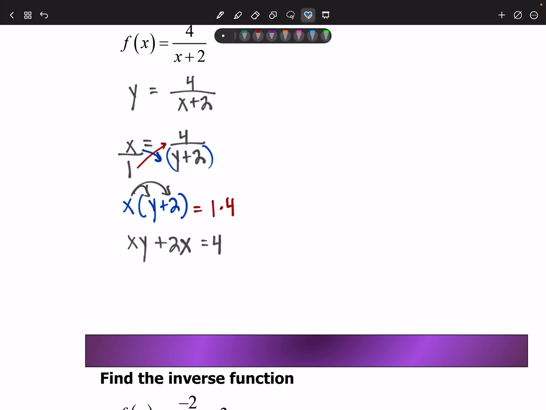Remember, I want to solve for y. I'll highlight it. I want to solve for y. So I'm going to subtract 2x from both sides. I get xy equals... I think it would be best right here. I just noticed that, look, these both have an x in common. Let's get rid of that x by factoring it to the outside.